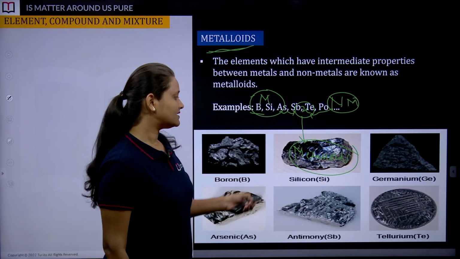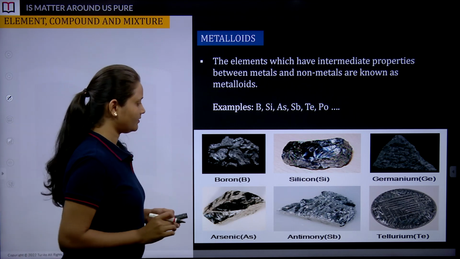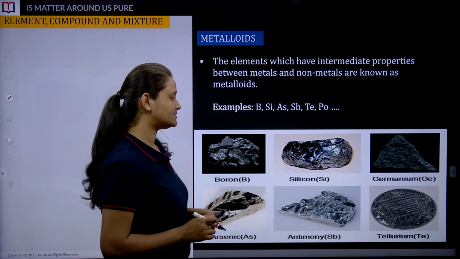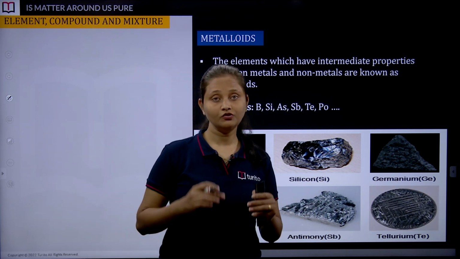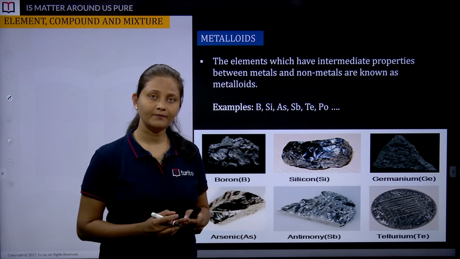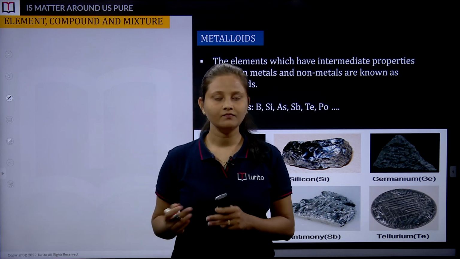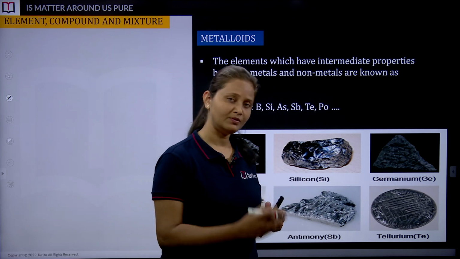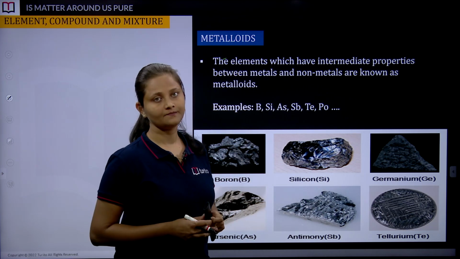These are some images of metalloids. Just have a look: boron, silicon, germanium, tellurium, antimony, and arsenic. These are metalloids which have huge application in semiconduction. Where do we use them and what are their applications? That is a more complicated part which we are not going to cover right now, but try to understand that there is a different category of elements available in the universe, and that is what we term metalloids.